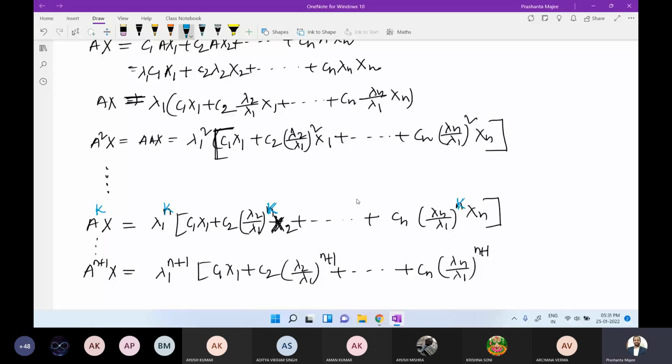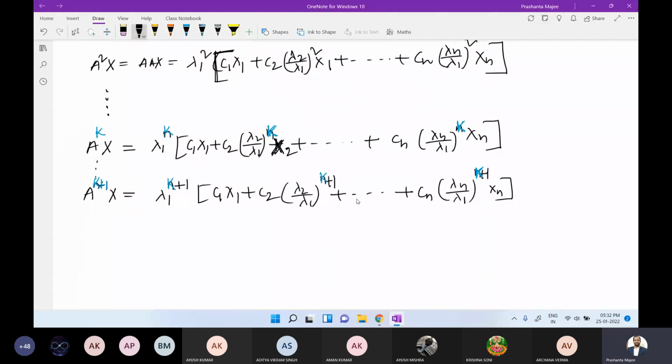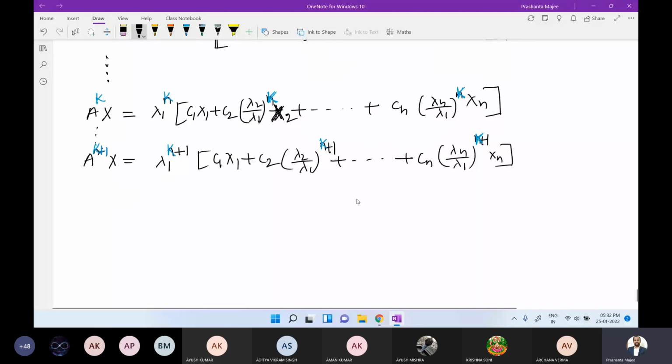Let us use the symbol k. So k plus 1 will be k plus 1, here it will be k plus 1 into xn. So this is the expression you have obtained. Now can you tell me what will be happening to lambda 2 by lambda 1 power n, or lambda 2 by lambda 1 power k, as k tends to infinity?